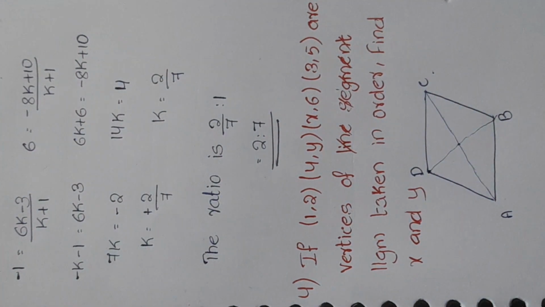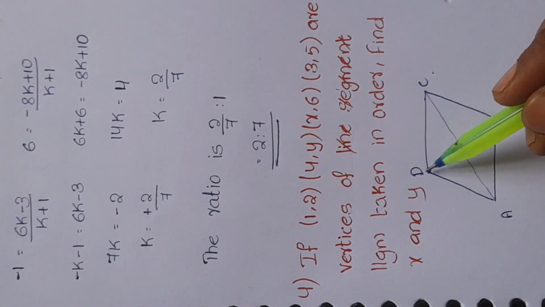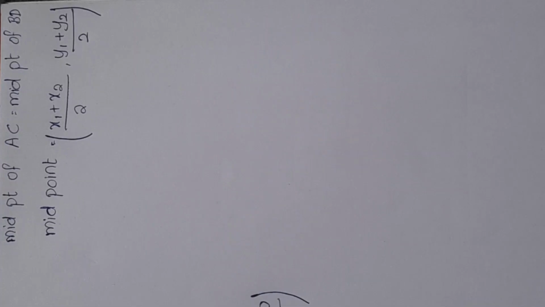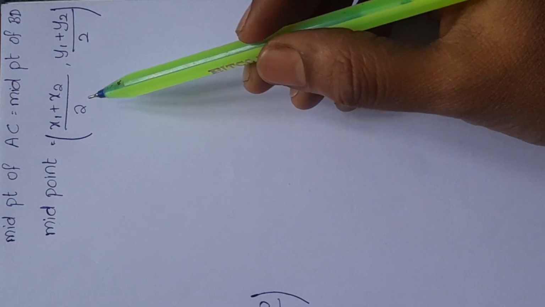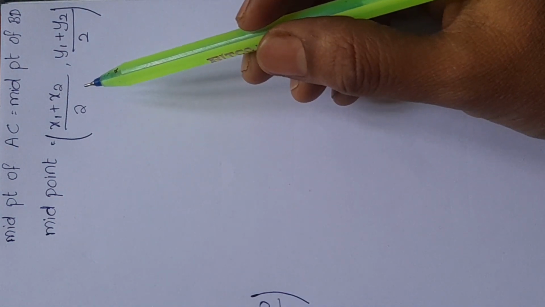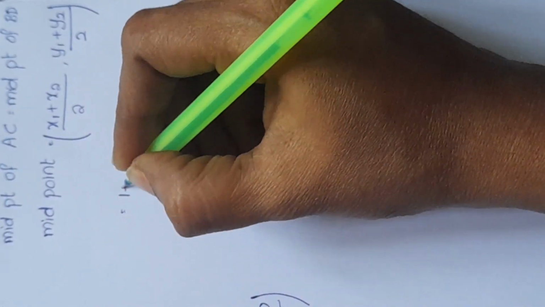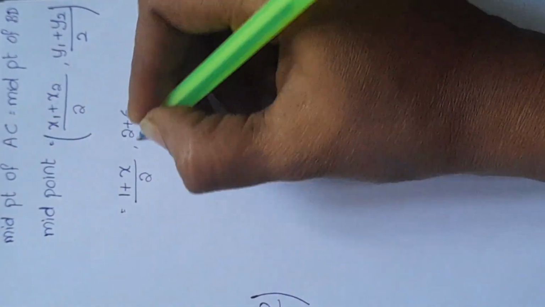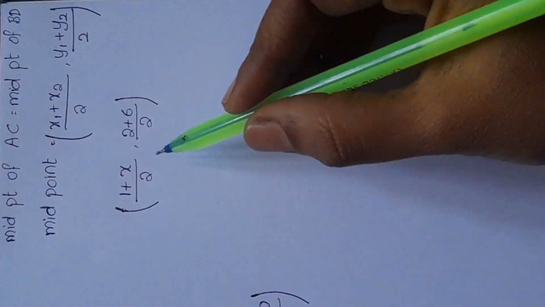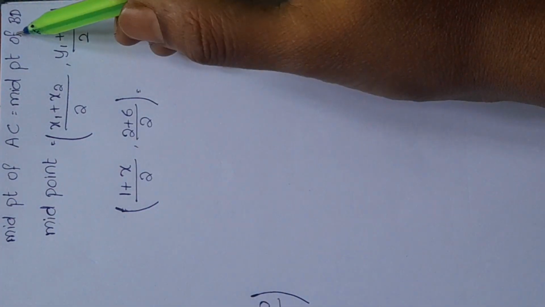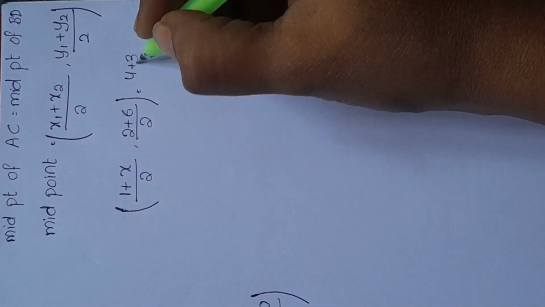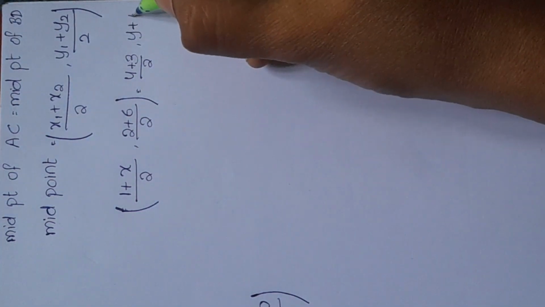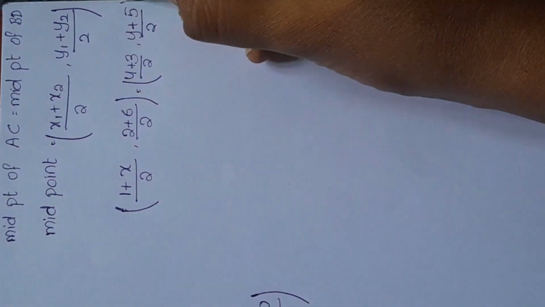That is, the midpoint of AC is equal to the midpoint of BD. We know that the midpoint formula is (x1 plus x2)/2 and (y1 plus y2)/2. Now let us substitute the values. (1 plus x)/2, comma (2 plus 6)/2. This is the midpoint for AC. And now the midpoint for BD is (4 plus 3)/2 and (y plus 5)/2.